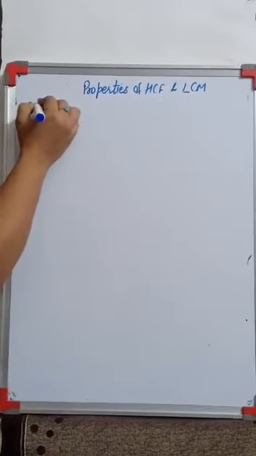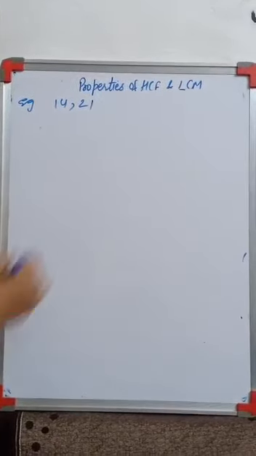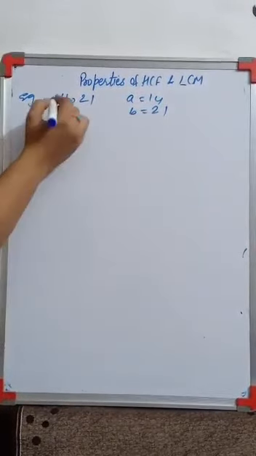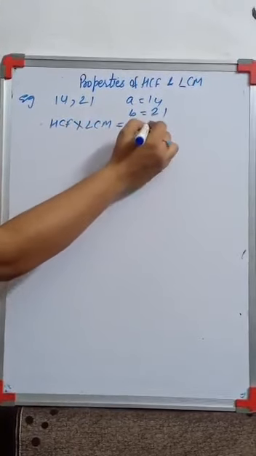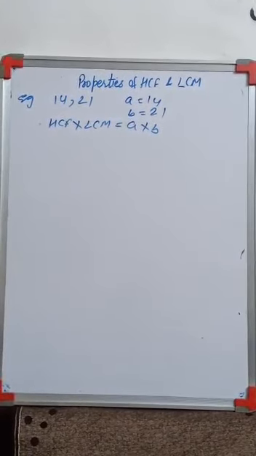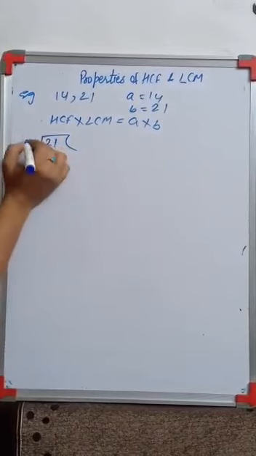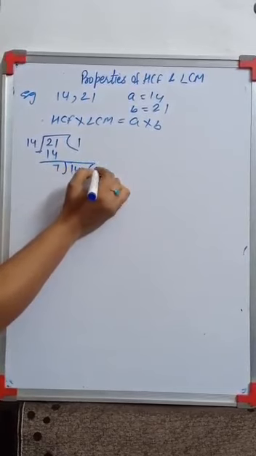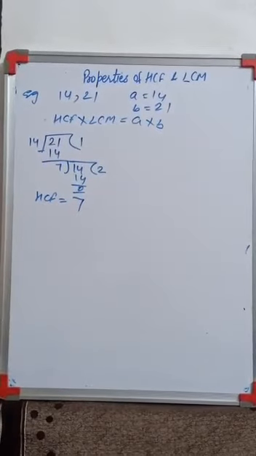For example, I am taking 14 and 21. Two numbers are there. So I can write A is 14 and B is 21. You need to prove that the product of the HCF and the LCM is equal to A into B. So you need to calculate the HCF as well as the LCM. First, the process to calculate the HCF: divide the larger number by the smaller one. 14 1s are 14, so 7; 14 2s are 14. So the HCF is 7.